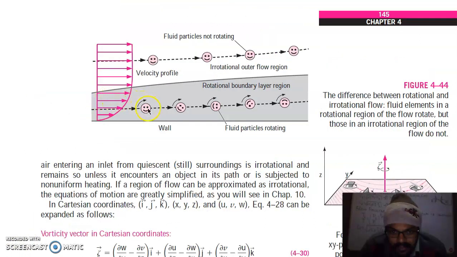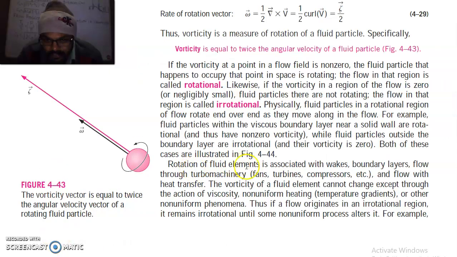You can see the particles here in the viscous boundary layer are rotational, and the particles outside this boundary layer are not rotating. So the flow is irrotational. This is the irrotational outer flow region. This is the rotational boundary layer region. Rotation of fluid elements is associated with wakes, boundary layers, flow through turbomachinery, and flow with heat transfer.